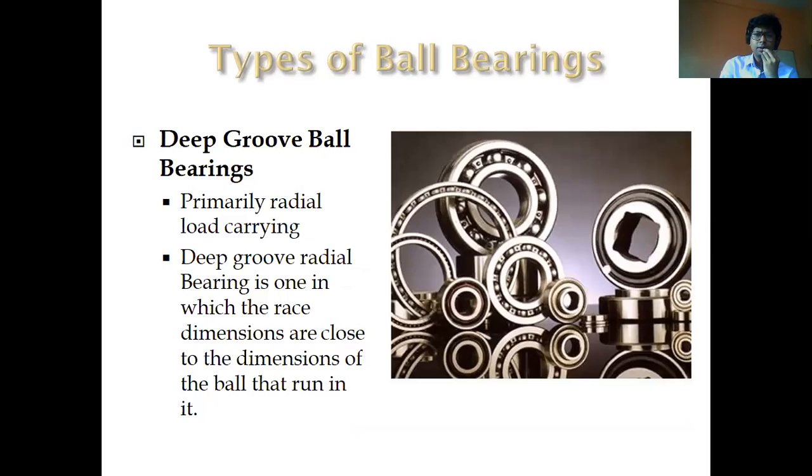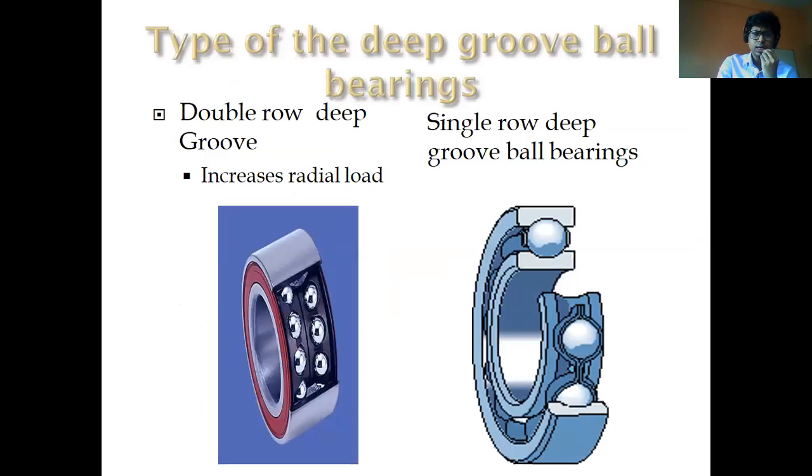Now in ball bearing, this is important in your syllabus, deep groove ball bearing, and they are primarily radial. As I said, they bear both radial as well as axial load. Deep groove bearings are classified into two categories: one is a single row and the other is a two row deep groove bearing. This is a double row so that it can bear more load.